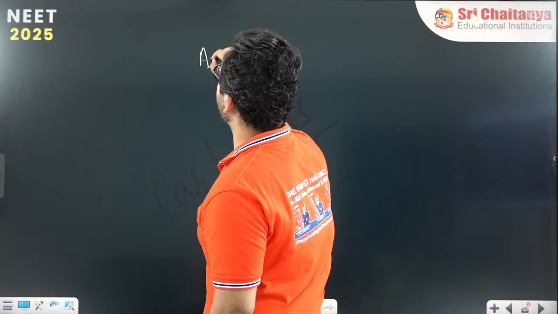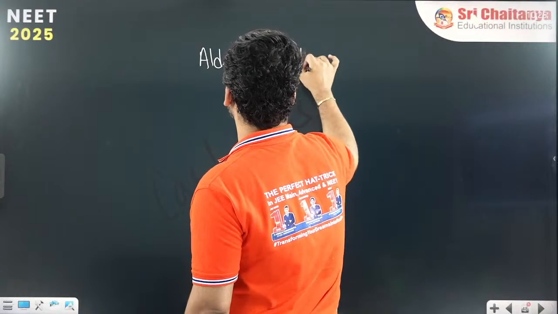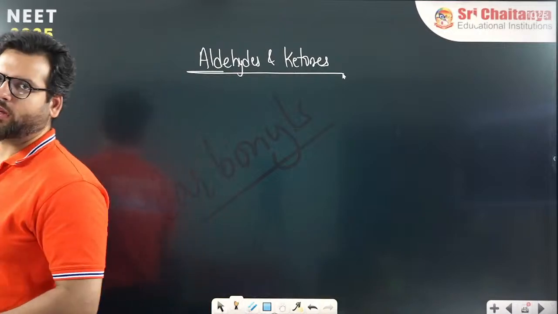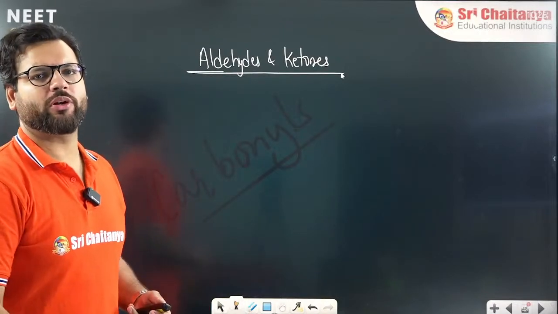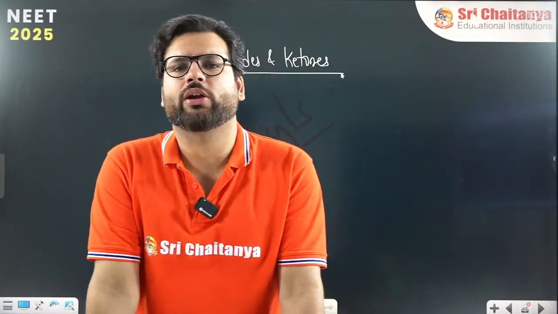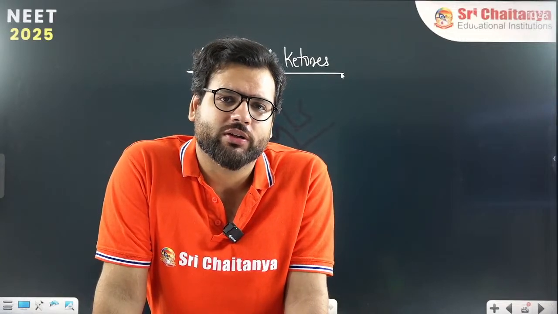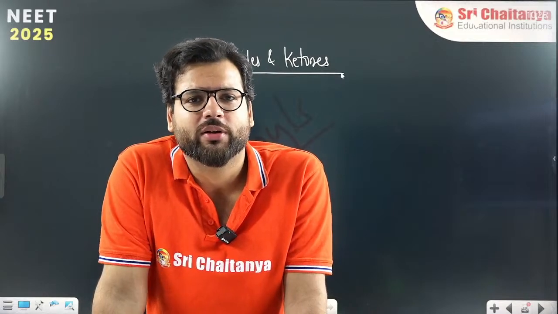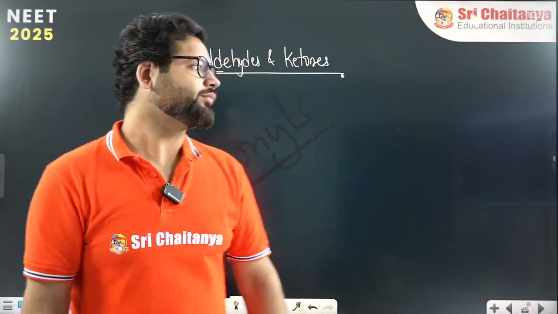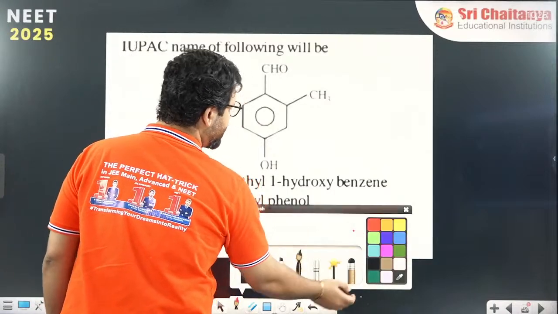Next, moving to the carbonyls. That means aldehydes and ketones chapter. Aldehydes and ketones, very important chapter from the named reaction point of view. Remember all the named reactions which are there inside it, like Etard reaction, like Rosenmund reduction reaction, like Stephens reduction. All these are there in this chapter. Many named reactions are there. You have to learn all of them. Okay. Let us start. What is the IUPAC name of this particular compound?